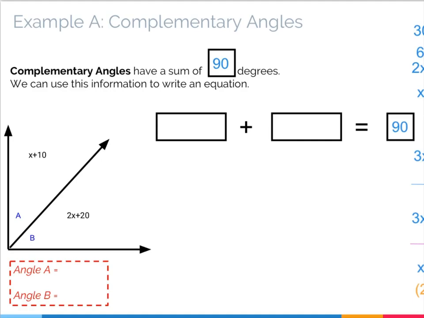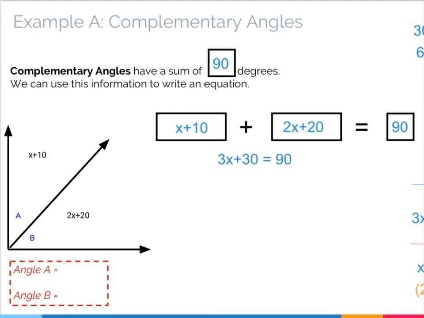Now, on one angle, we have x plus 10, so that's what we're going to put in one of our angles, x plus 10 for angle A, plus 2x plus 20 for angle B is going to equal 90 degrees. Now that we have both angles included in our equation, we're going to combine our like terms, so x plus 2x is 3x, 10 plus 20 is going to be 30.